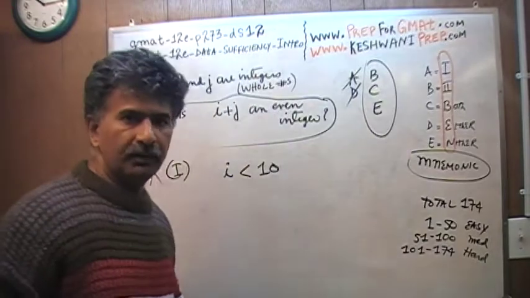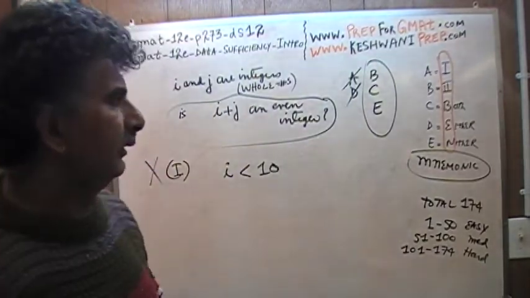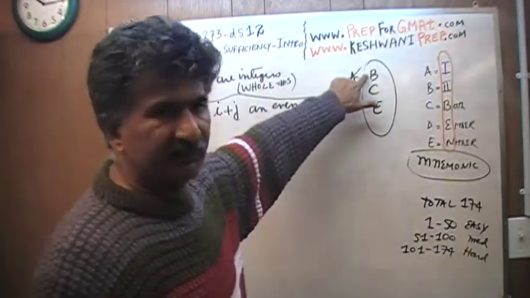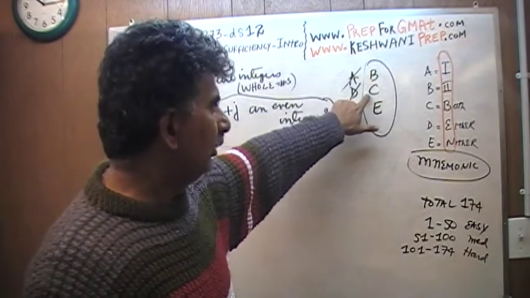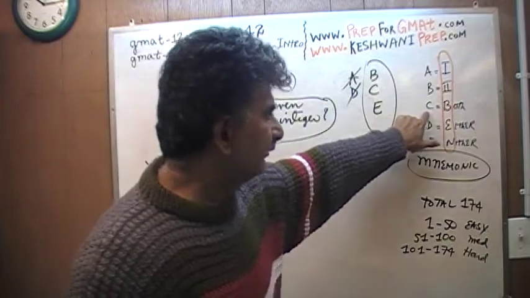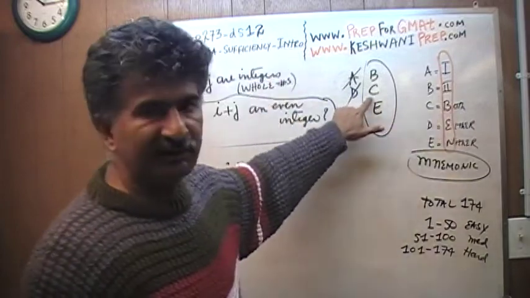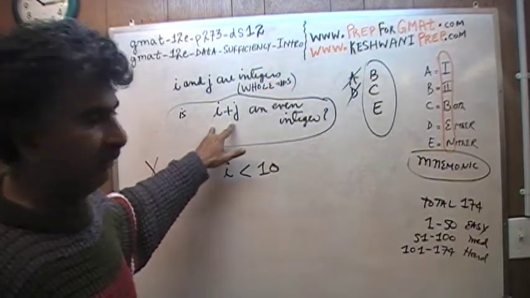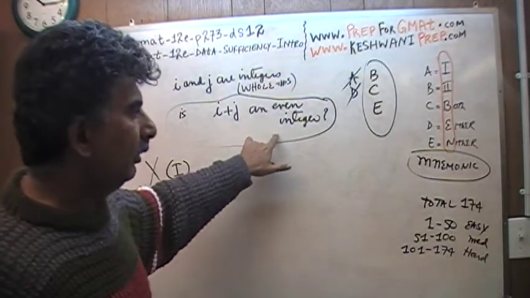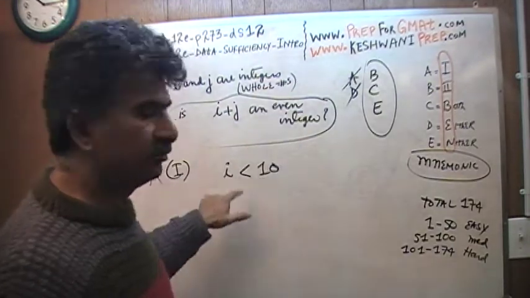The correct answer, whatever it is, has to be either B, C or E. Either the second statement by itself is going to be enough, which we will find out in a second, or putting them together, C stands for both. Perhaps putting statement 1 and statement 2 together would be enough to answer this question, whether or not this sum is an even integer. Or it might turn out that neither of these two statements are any good.